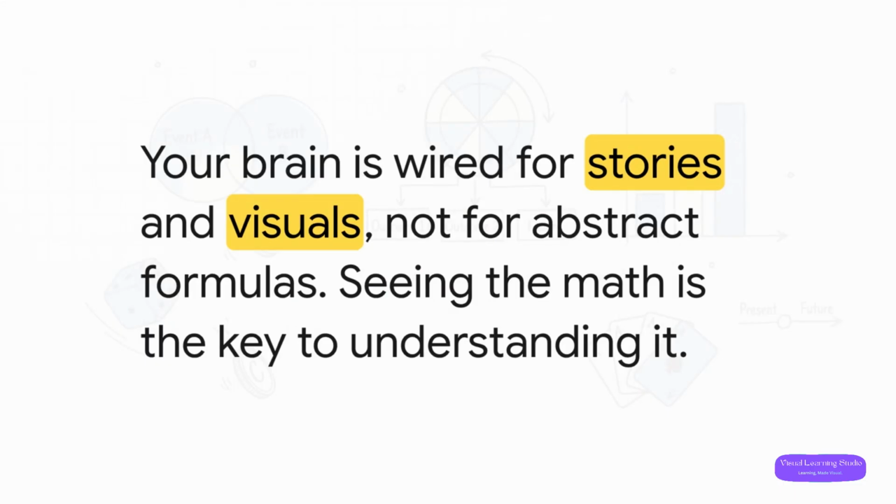Here's the thing. Your brain is not a computer. It's wired for stories, for patterns, for visuals, not for abstract code. Trying to learn probability with just formulas is kind of like trying to learn how to swim by reading a book about it. It just doesn't work. You need to actually get in the water. You need to see what's happening. And today, we're going to do exactly that, with 3 incredibly simple visual hacks.